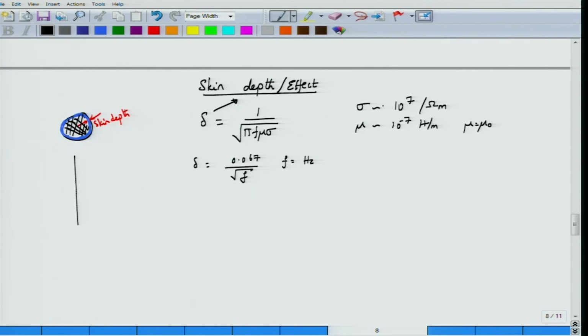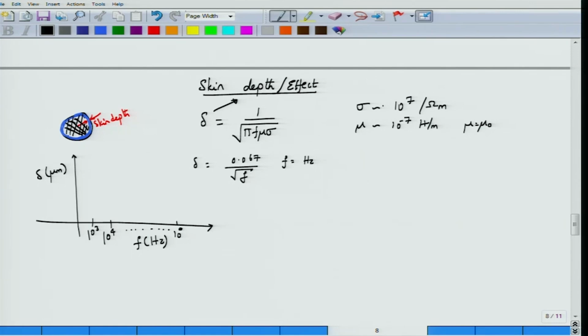So you can plot this, with frequency along the horizontal axis and the skin depth in micrometers along the vertical axis. And rather than using a linear scale for f, you can employ a log scale.